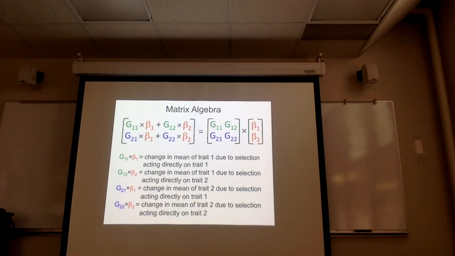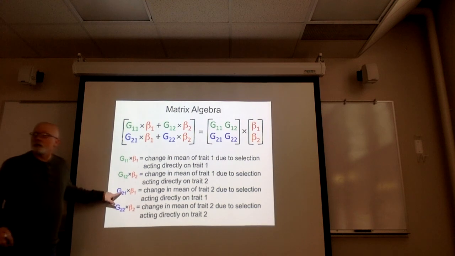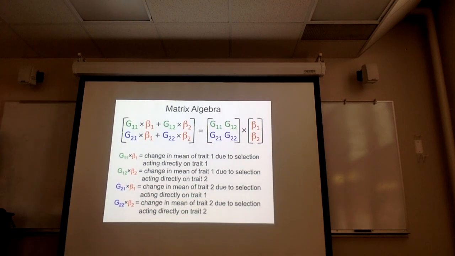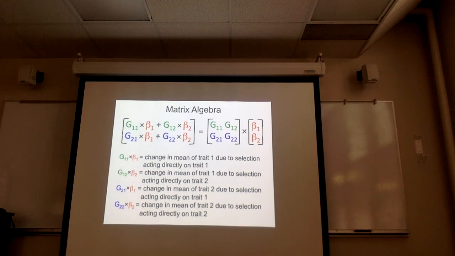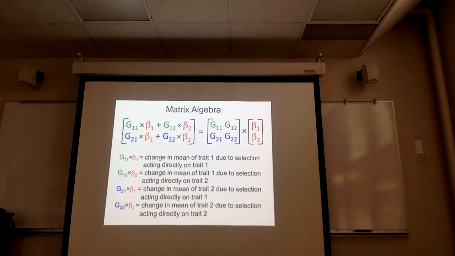Yeah. Okay, I was kind of following along with PowerPoint, because on here it says G21 times B1 for the second trait. Yeah. What did I say? G22. Oh, well, I just switched them. Okay, so it's the covariance first. This is G21 times beta 1.